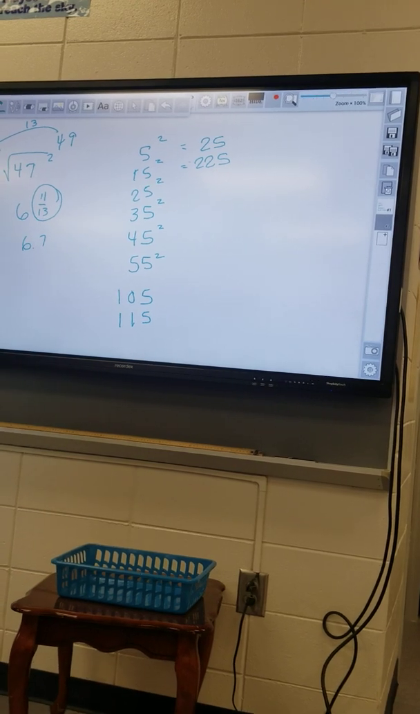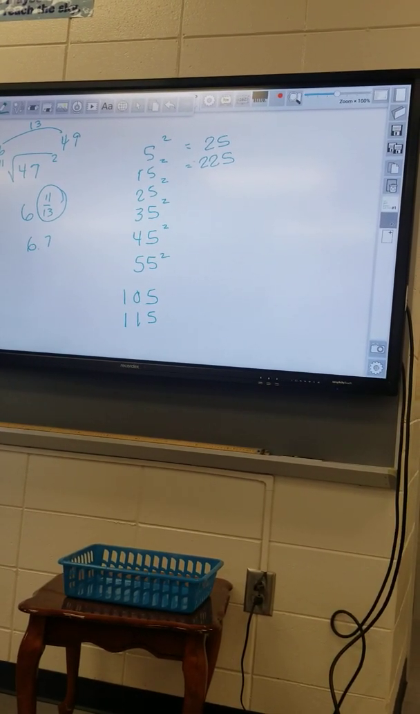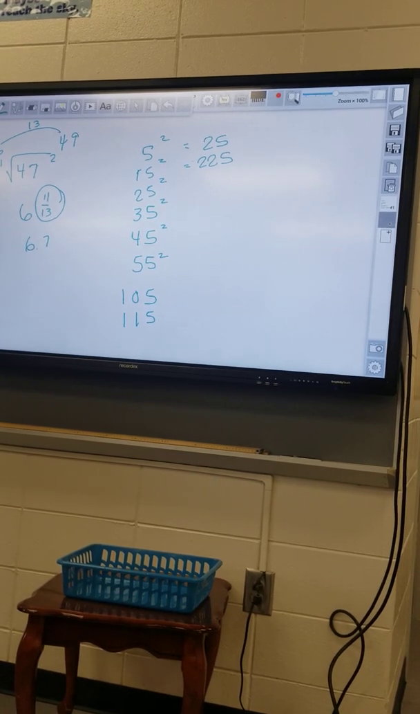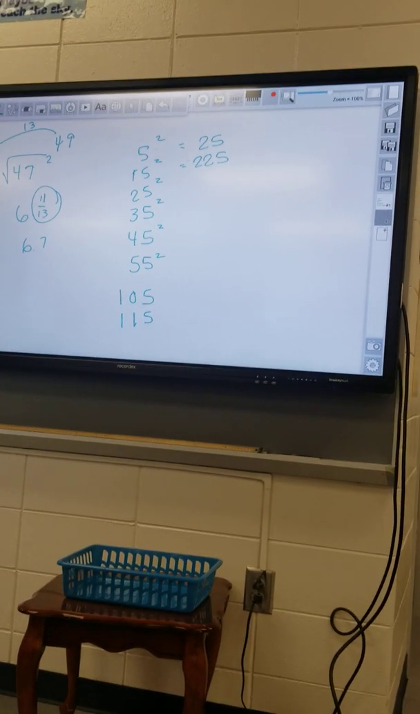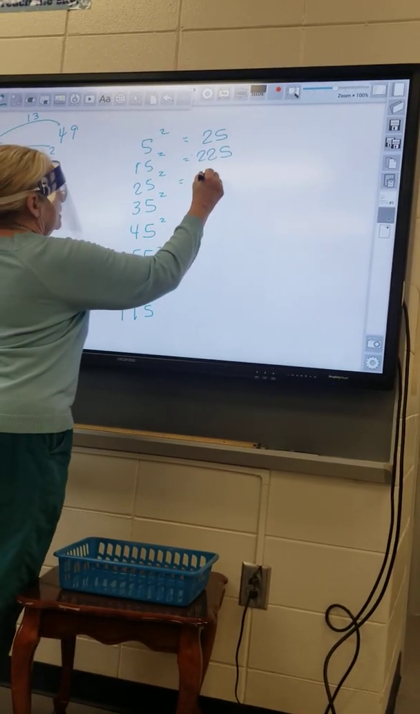So what was 125? That's 5 cubed, the cube root. 25 squared is 625. Oh yeah, I knew that.